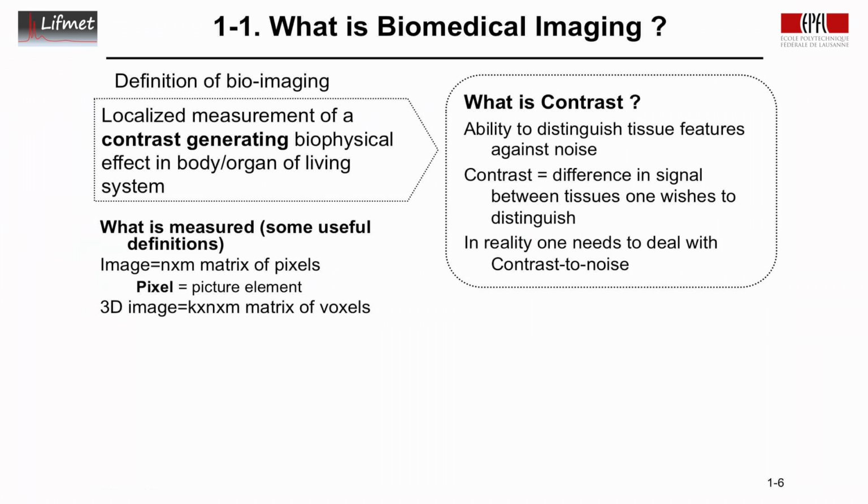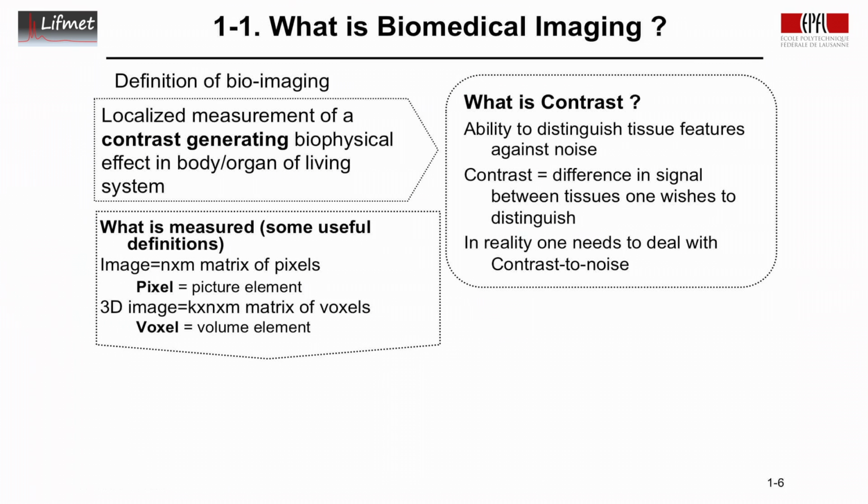Or we have a 3D image, which is a k times n times m matrix of voxels. And I guess by now you can figure out what voxels are, and indeed voxel is the short version of volume element. So these are some of the features that we are measuring. Now, what is important for the imaging techniques is the contrast between voxels for a 3D image or pixels. Typically in this course we're going to restrain ourselves to two-dimensional imaging, so if we mean voxels, we really talk about pixels. We won't generalize the techniques to three-dimensional imaging.